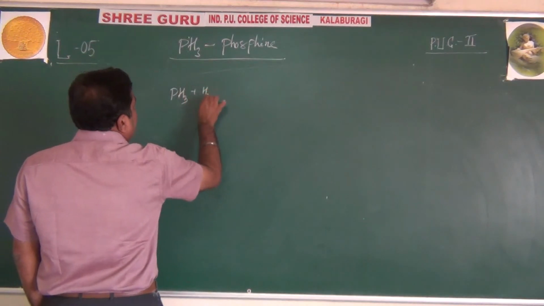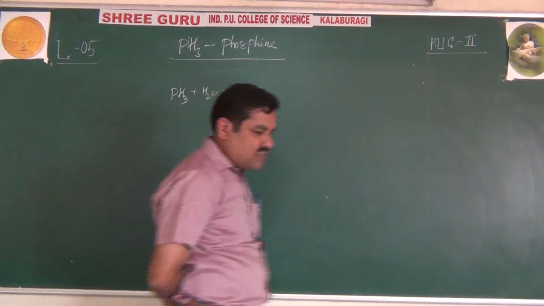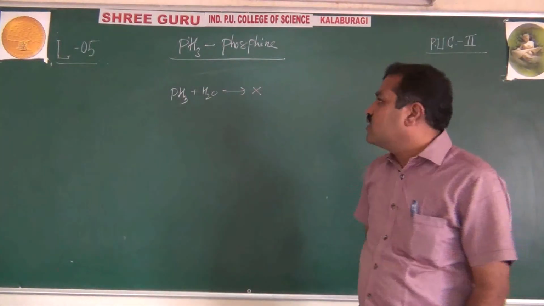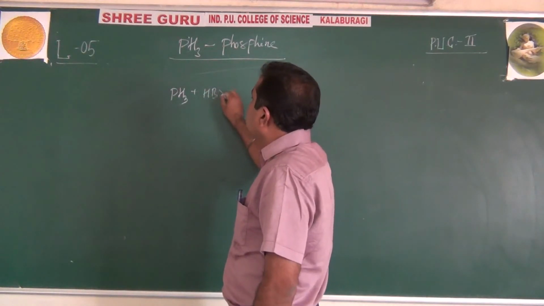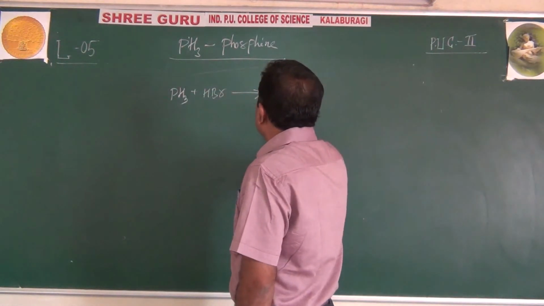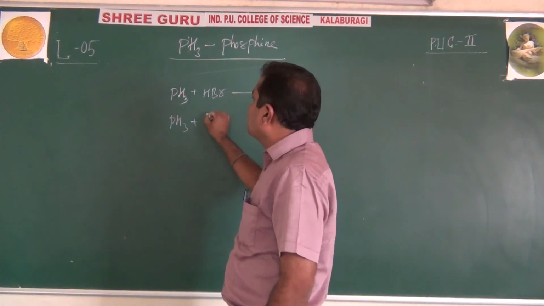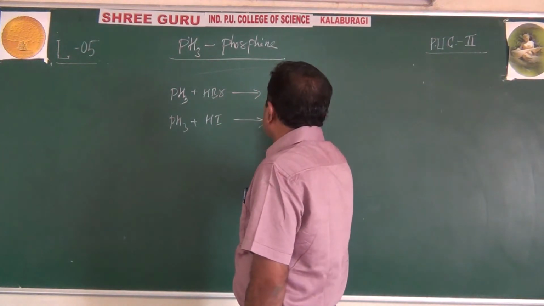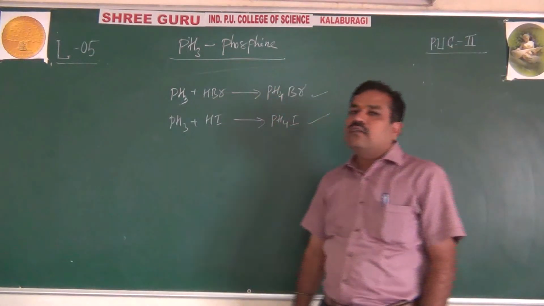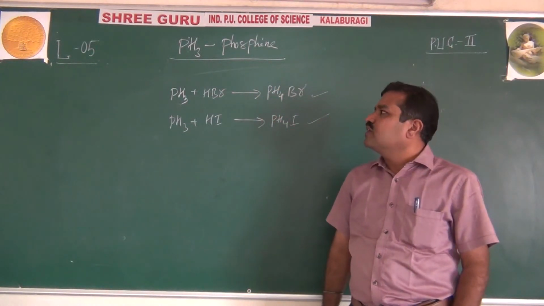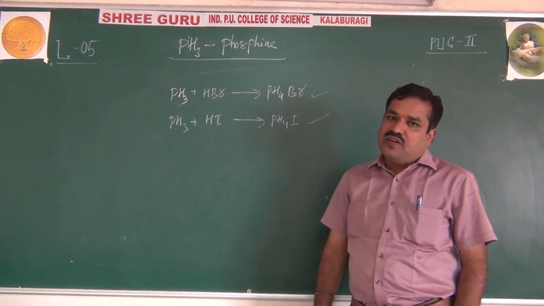It is insoluble in water because it does not form hydrogen bonding with water. But it reacts with the acids HBr or HI to form the respective phosphonium bromide or phosphonium iodide, PH4I and PH4Br, showing that it is basic in nature. This is another important property.